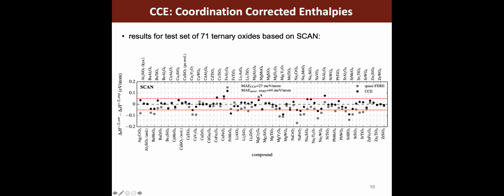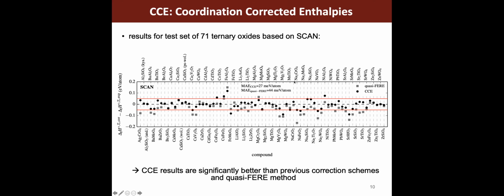of the method of quasi-fitted elemental phase reference energies. This is what FERE stands for, and it's almost twice as large. So our method is the only one that is now really capable of going to this room temperature thermal energy limit in this case. So this is what CCE can do here.